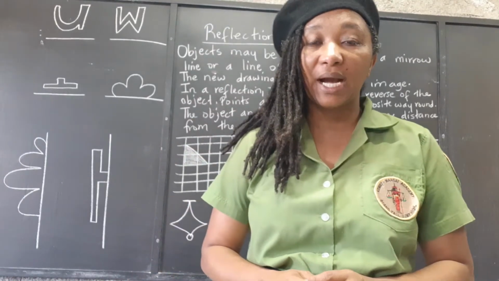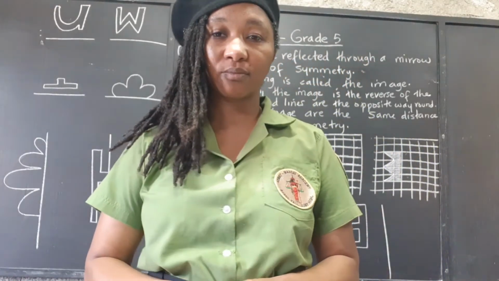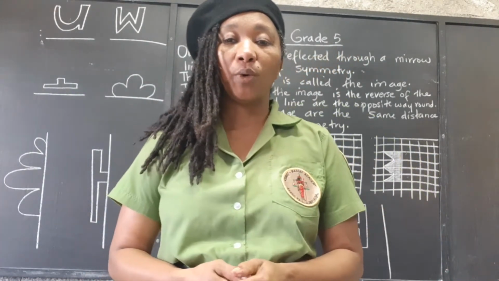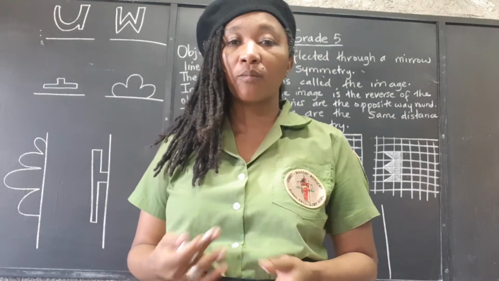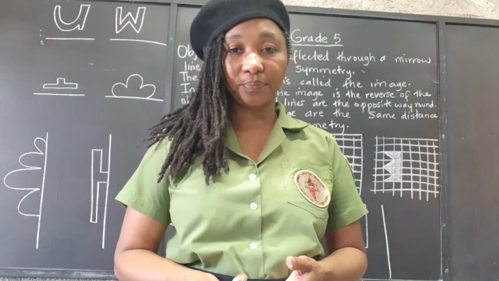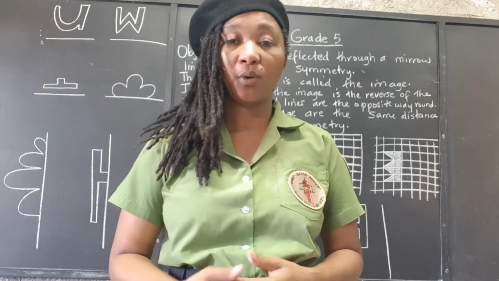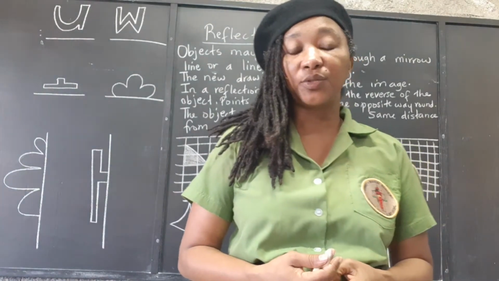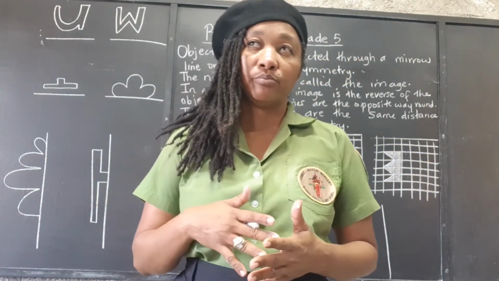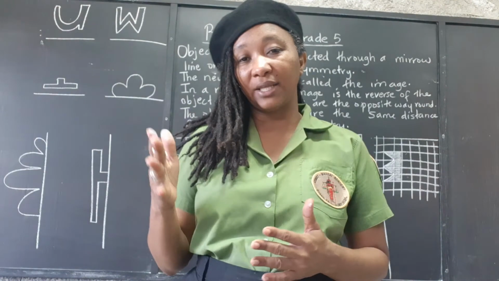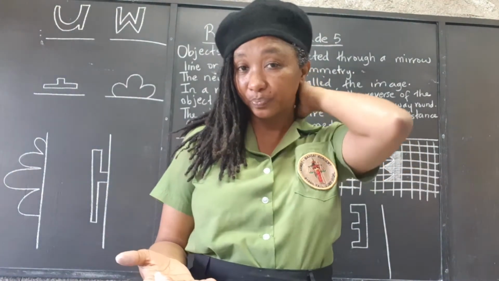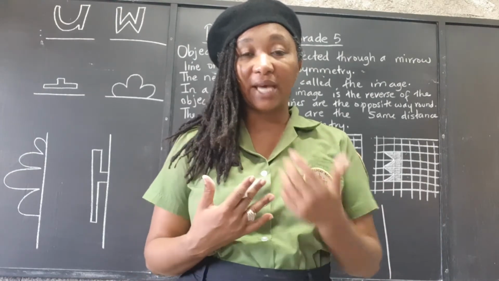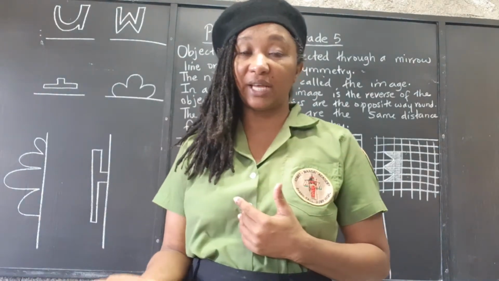Today we're going to look at reflection. Now, what is a reflection? A reflection is when you have an original object, so the original shape, whether it's a line, a point, any object at all, and it's like you're looking at yourself in a mirror. So what you're seeing is a reflection. Whatever is on one side of the mirror is reflected on the other side of the mirror.